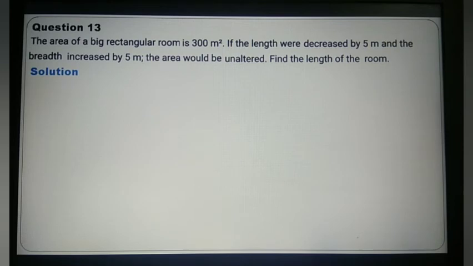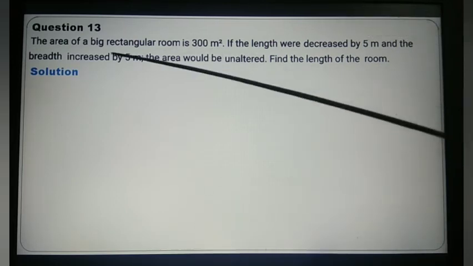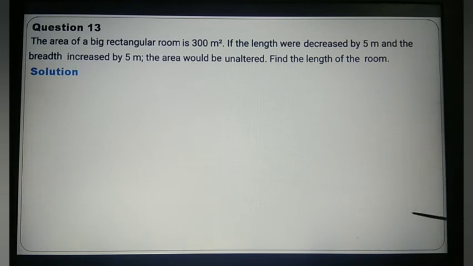Okay, let's go to the last question. It is given that the area of a big rectangular room is 300 meters square. So think of this screen to be the floor of the rectangular room, and its area is 300 meters square. Now, suppose this length is decreased by 5 meters and the breadth, that is this one, is increased by 5, then the area would be unaltered. That means the area will still be the same. So you need to find the length of the room.